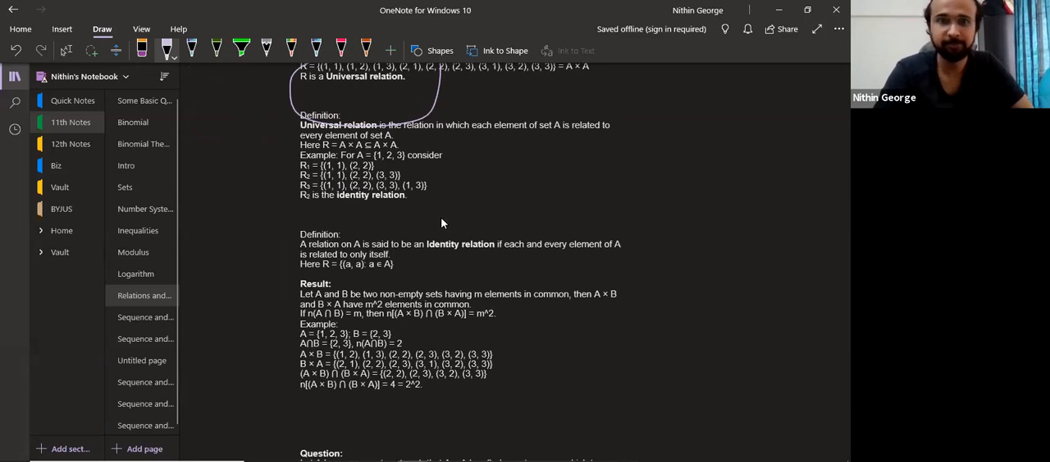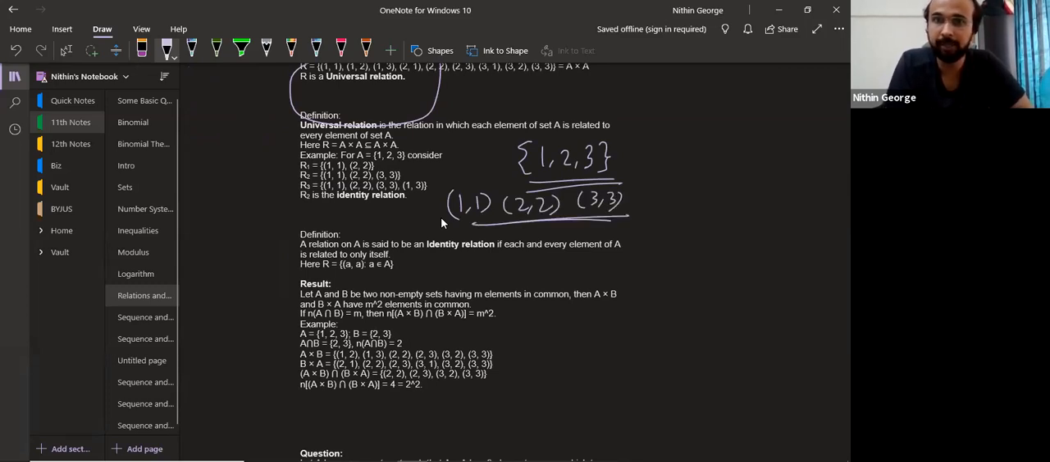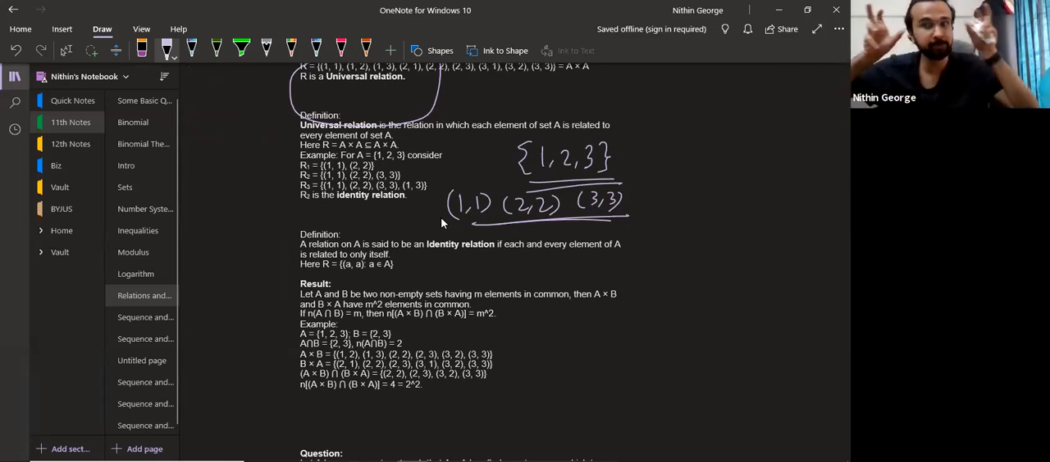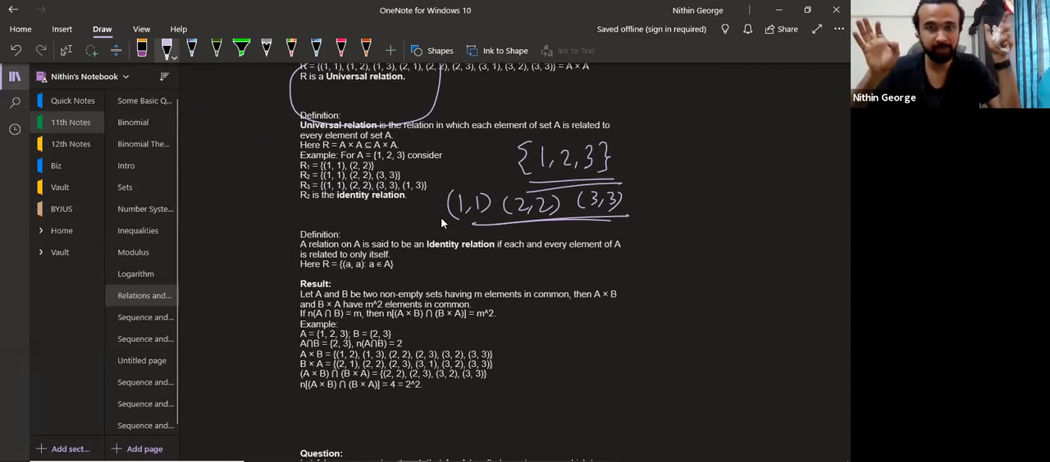Now, next is one more, identity relation. What is identity relation? That you have 1, 2, 3 and all existing. If that's the case, then (1,1), (2,2), (3,3) should be there inside the relation. There can be other elements, say (1,2), (2,3). Any other part can also be there. But (1,1), (2,2), (3,3) must definitely be there for it to become an identity relation.